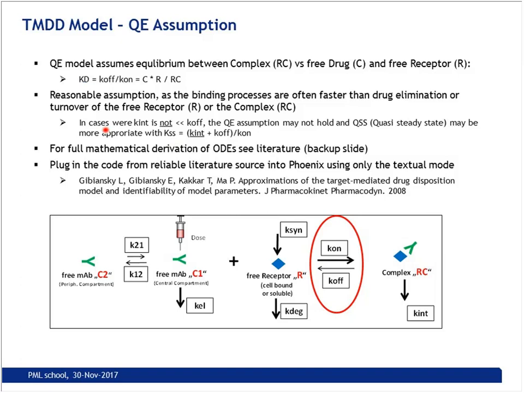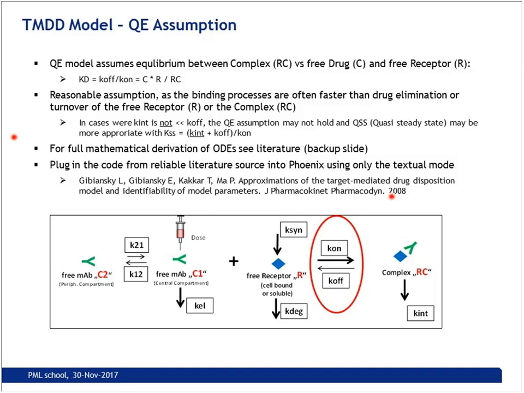So if you're really interested in the math, which can be really fun, you can look at the literature and at how these ODEs are derived; there's quite extensive and good literature out there. What I will do today is take a reliable literature source, this paper, Gibiansky from 2008, where they present the equations for these approximations, and we will just put these into Phoenix WinNonlin and work with those a bit.